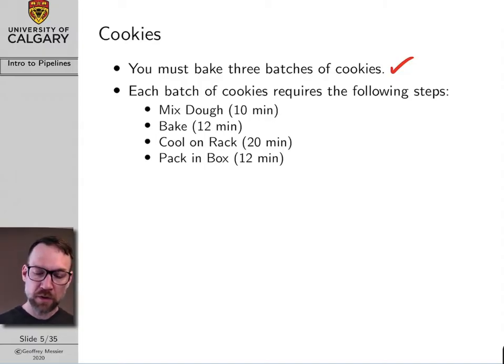The first thing we have to do is mix the dough. That takes 10 minutes. We then need to bake the cookies. That takes 12 minutes in the oven. We then have to cool the cookies on a rack. Let's say that takes 20 minutes. And then once the cookies are cool, we pack them into a box. That takes 12 minutes. You might say that's a long time to pack cookies, but maybe this is for a special occasion, and we're putting it in some kind of fancy box.